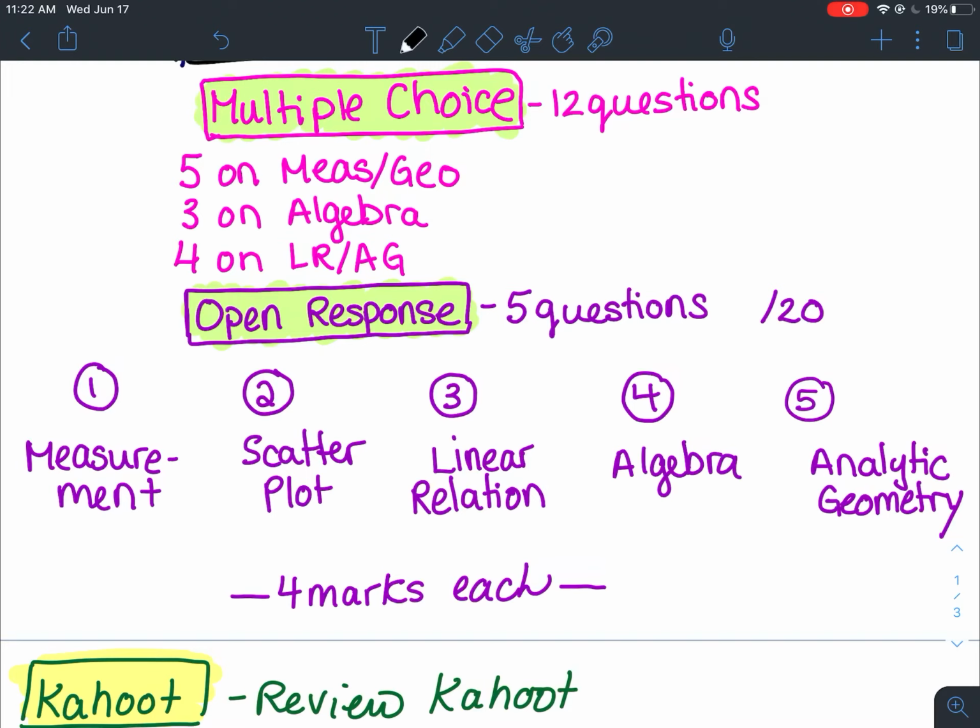So the multiple choice questions, there's 5 on measurement and geometry. There's 3 questions on algebra and 4 questions on linear relations and analytic geometry.